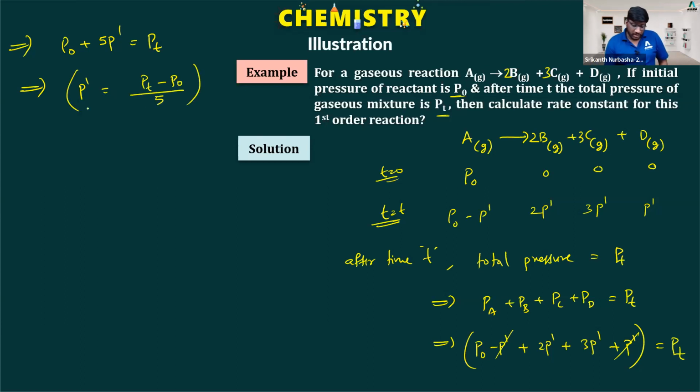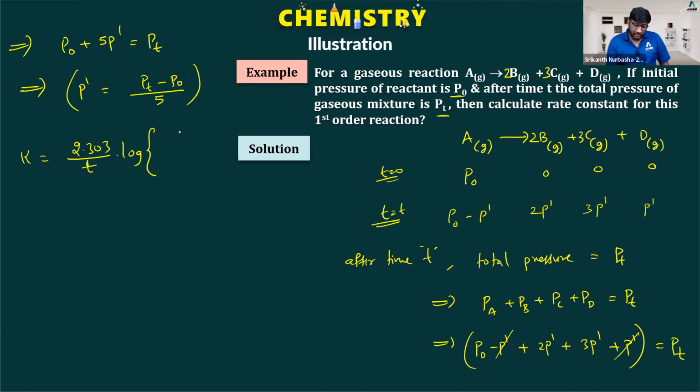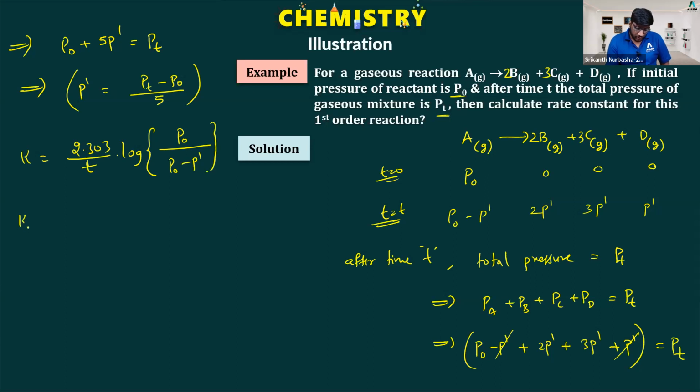So what is your rate constant K? From the first order reaction, K is equal to 2.303 by t into logarithm of the concentration of initial reactant, or the initial pressure we can say here. Initial pressure is P naught, by the pressure after some time, which is P naught minus P dash. P dash we have to eliminate. So 2.303 by t into logarithm of P naught divided by P naught minus P dash. And P dash is Pt minus P naught whole divided by 5.